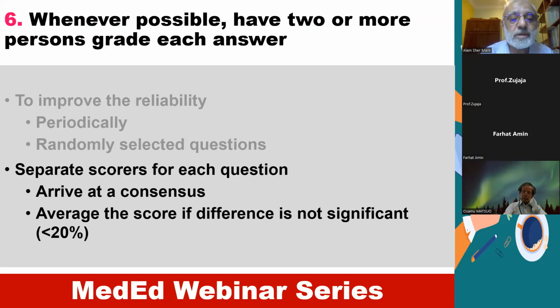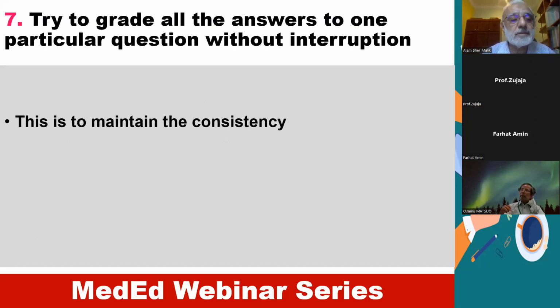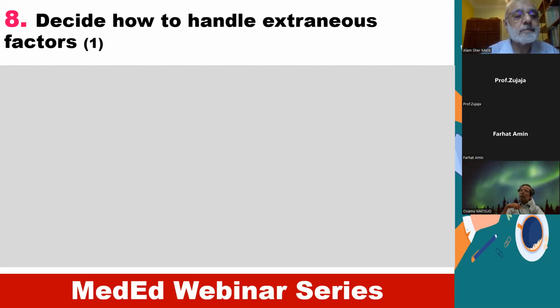So separate scorers for each question, and it is good that the examiners arrive at a consensus. But if consensus is not possible, a third examiner may be invited, or if the difference is not significant, mostly less than 20%, then the scores can be averaged. Try to grade all the answers to one particular question without interruption, and this is to maintain the consistency. However, it may not be possible if you have too many papers to mark.